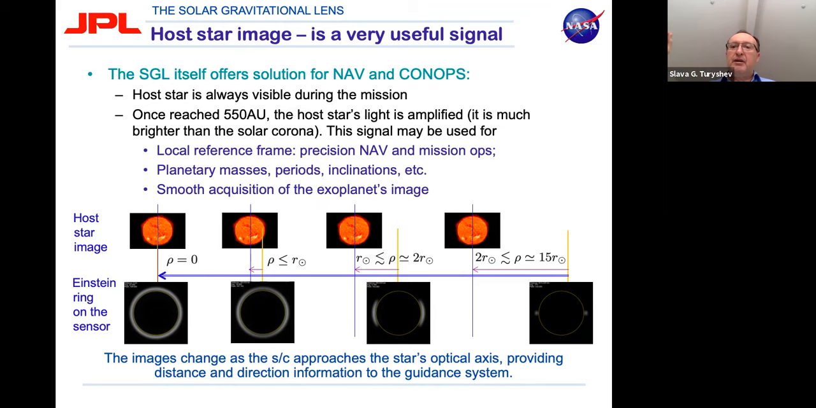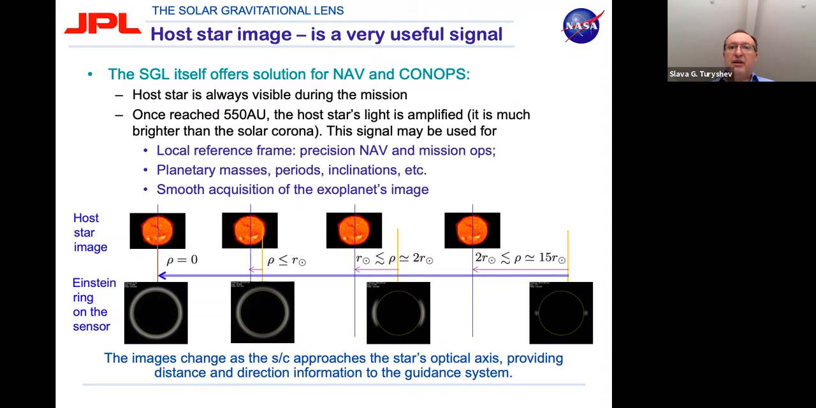And essentially the position that we require is about 100 meters within the image of the exoplanet. So we have a very good way to establish a local reference frame. So navigation is not a key problem, and so we reduce that challenge, and our mission now accounts for that.